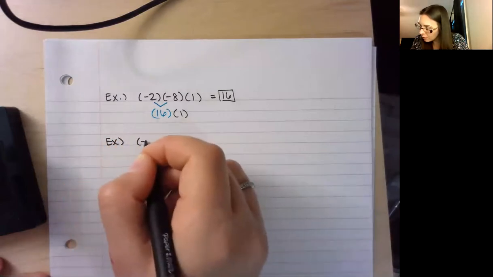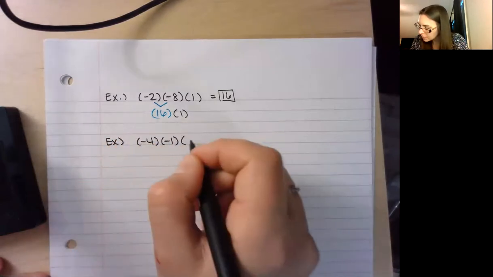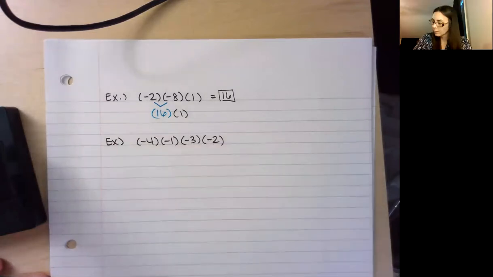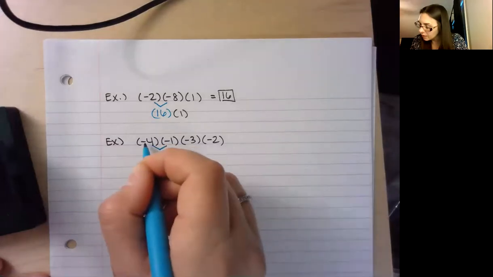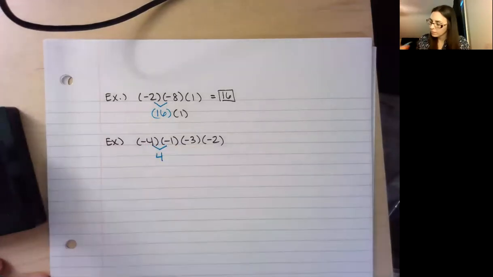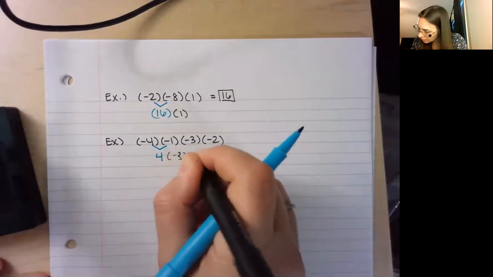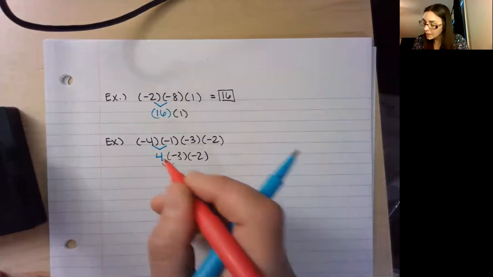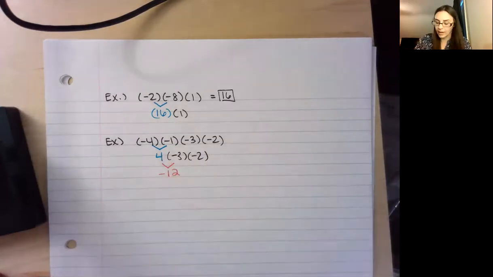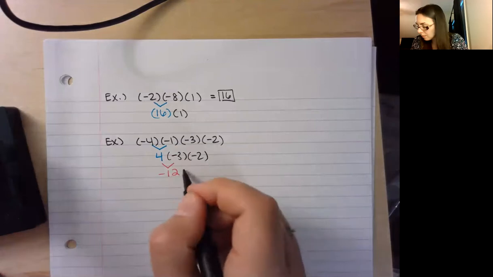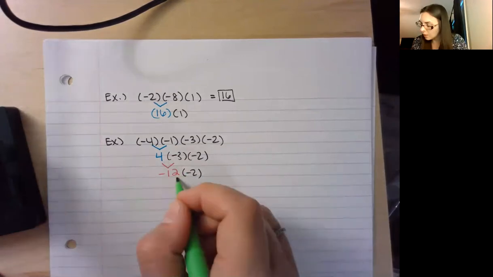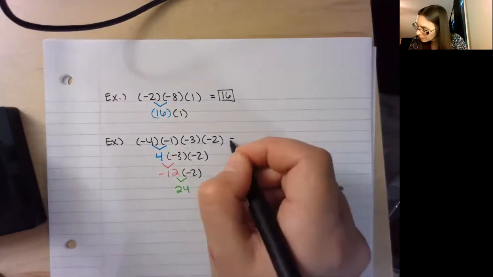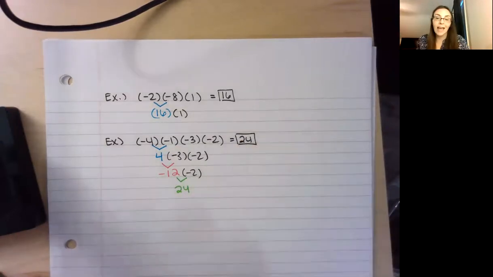Or if I have -4 times -1 times, I don't know, -3 times -2. So I can just take it from here. So -4 times -1 is going to be +4. And then here, +4 times -3 is -12. So because I only have one negative, it's going to stay. And then finally, if I keep going, my two negatives will cancel again, and I have +24. We just take it one little piece at a time.